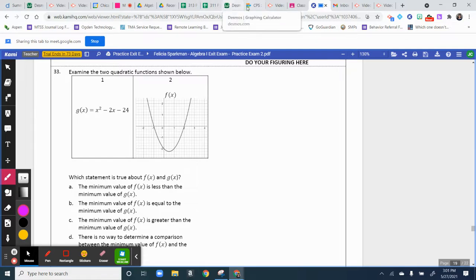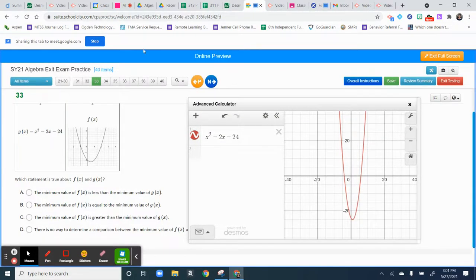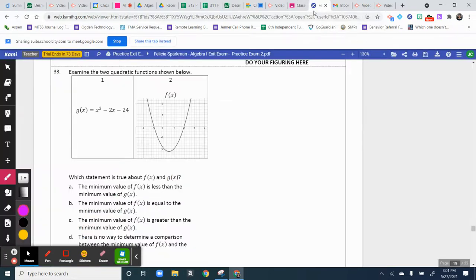I'm sorry, I did not share the video with you. Sorry about that. So what I did is I graphed it and then I compared the graphs to each other. So the answer for this one is C. The minimum of f of x is greater than the minimum of g of x.